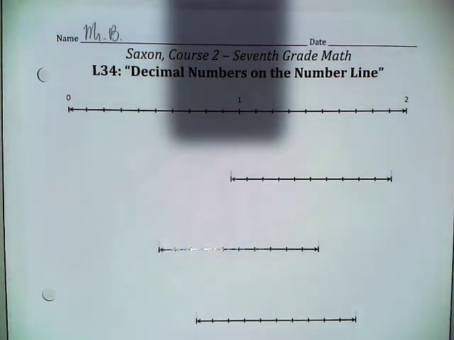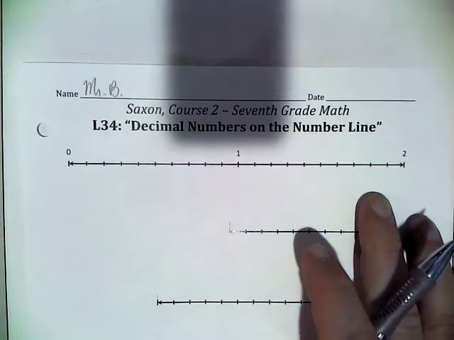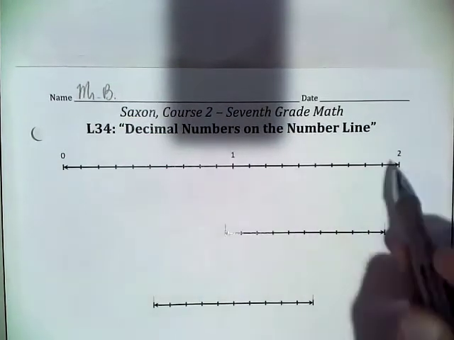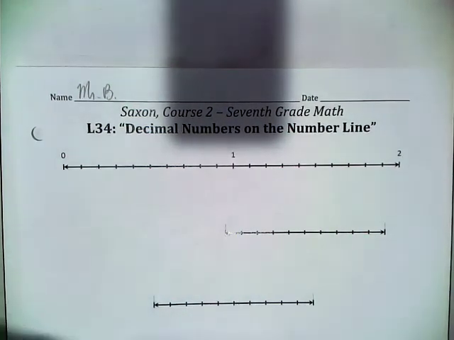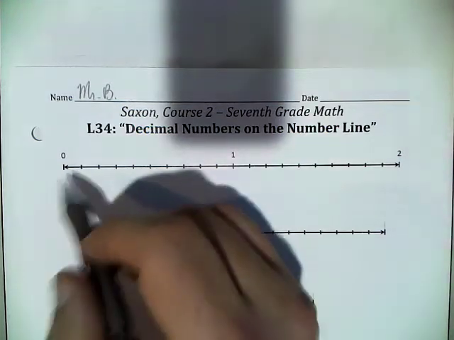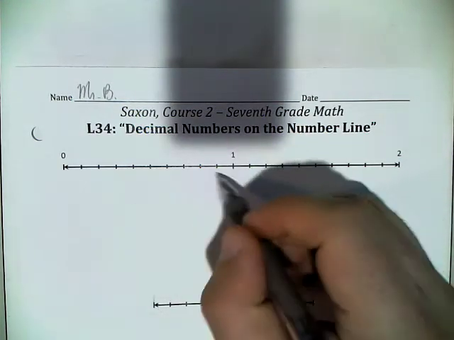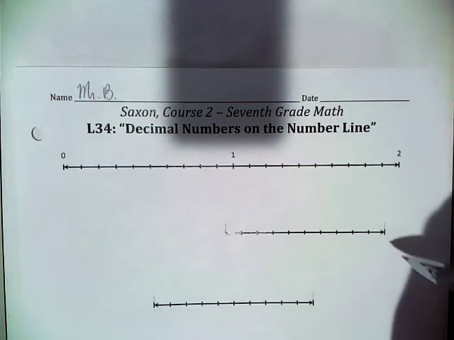This video is over lesson 34, decimal numbers on the number line, and it is for my 7th grade math class. So sorry, I've got terrible lighting, but if we take a look here at a number line, we've done number lines before. This number line I've chosen to put 0 here on the left, 1 in the middle, and 2 way over here on the end.